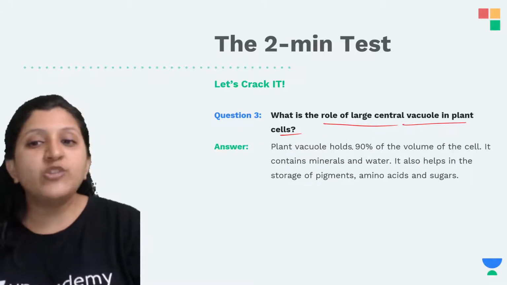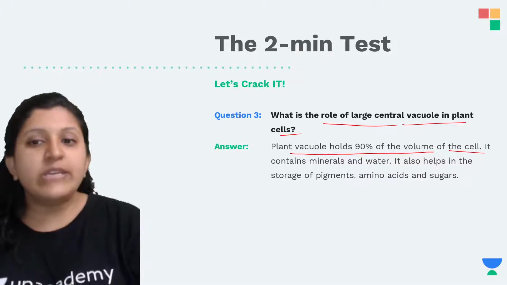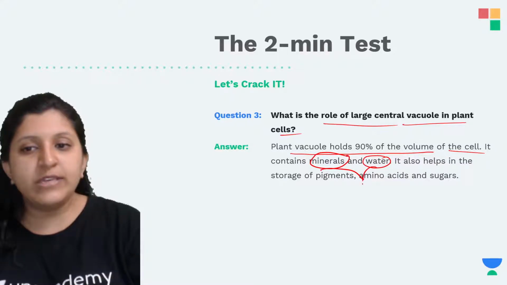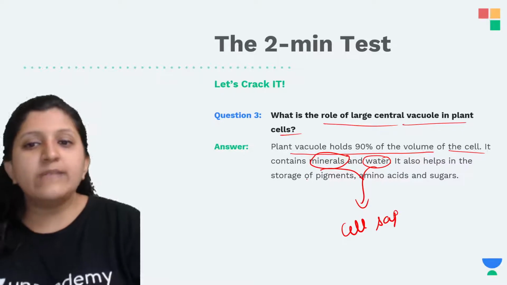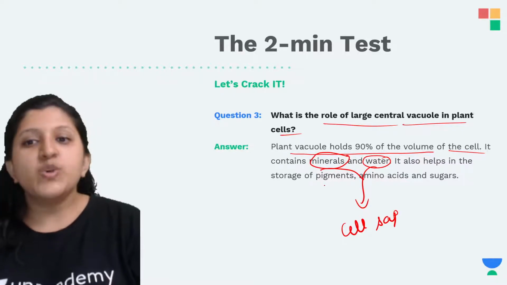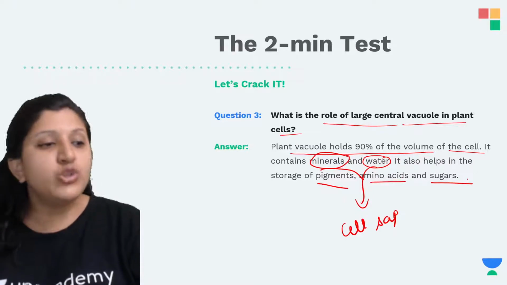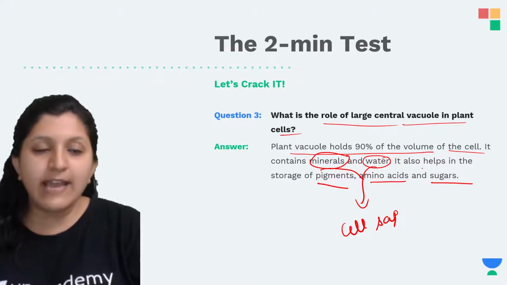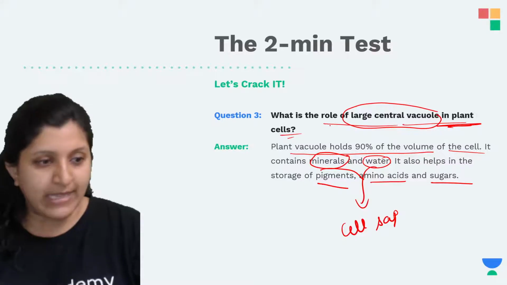Plant vacuole holds about 90% of the volume of the cell. It is having minerals and water, so both of these together we call as cell sap. It also helps in storage of pigment, amino acids and sugars. So all these are the functions associated with the large central vacuole which you find in case of plant cell.